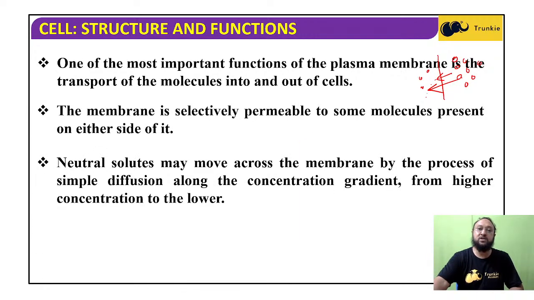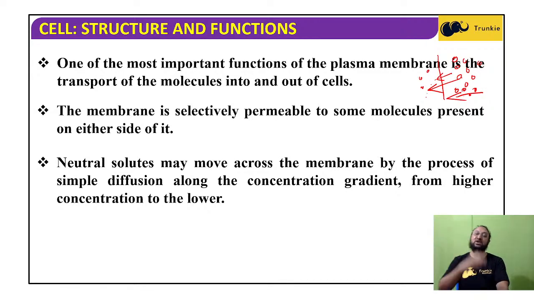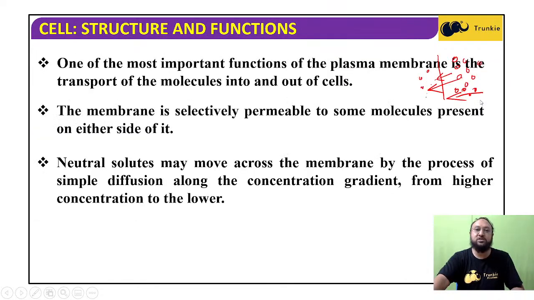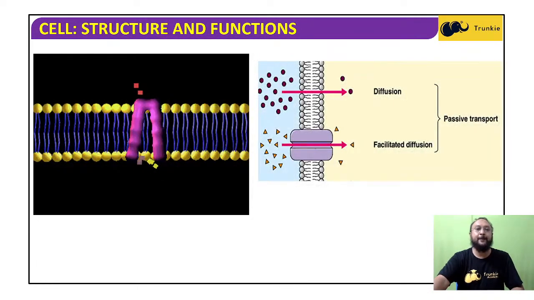Neutral solids may move across the membrane by the process of simple diffusion along the concentration gradient. When I drew this diagram, I told you this is a concentration gradient. When the molecules are moving along the concentration gradient, from higher concentration to lower concentration, then it is a passive transport or passive movement. So this takes place in the neutral solids, not the ionized.